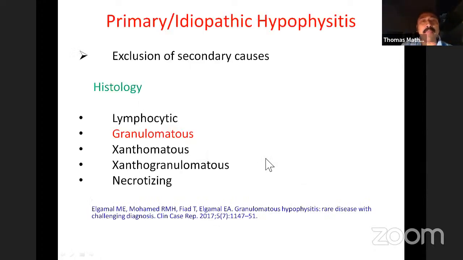So primary idiopathic hypophysitis is a diagnosis made after the exclusion of secondary causes, as we have just seen. Usually, when somebody sees a bulky pituitary, the reflex is to send to the neurosurgeon. So they usually biopsy it, and in the biopsy you get a diagnosis of primary idiopathic hypophysitis, and histologically there can be 5 types. One is lymphocytic hypophysitis. Another is granulomatous hypophysitis. Then you have xanthomatous hypophysitis, xanthogranulomatous hypophysitis, and necrotizing hypophysitis. And of these, the granulomatous one is the one which mimics a pituitary macroadenoma.